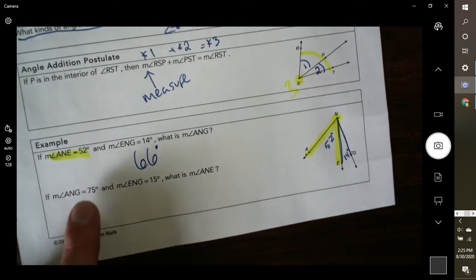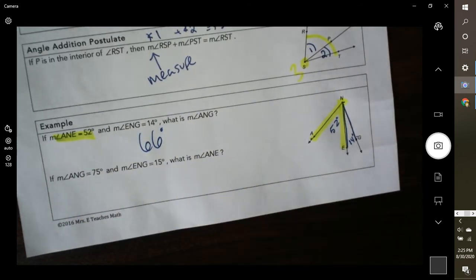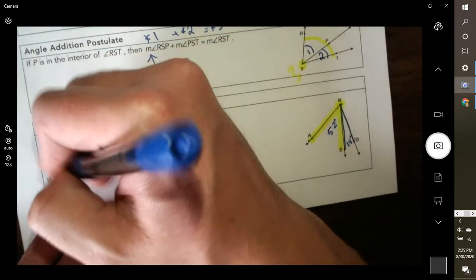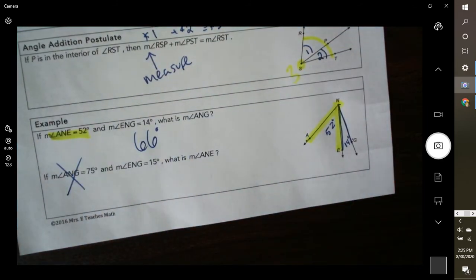If ANG is 75, so this is changing our numbers up. And ENG, guys, cross this out. I can't be using different numbers on an example I already wrote on.